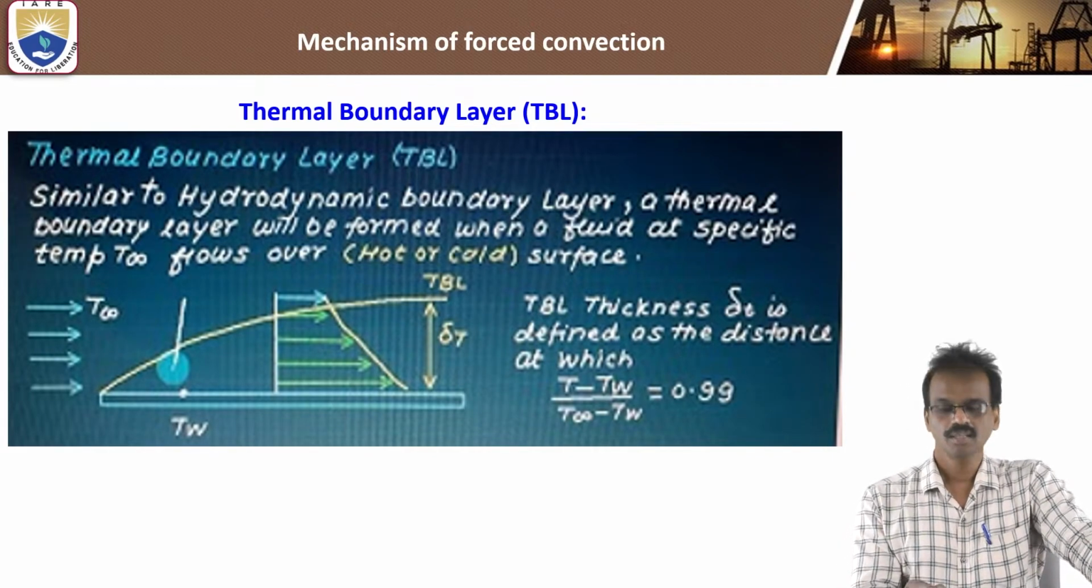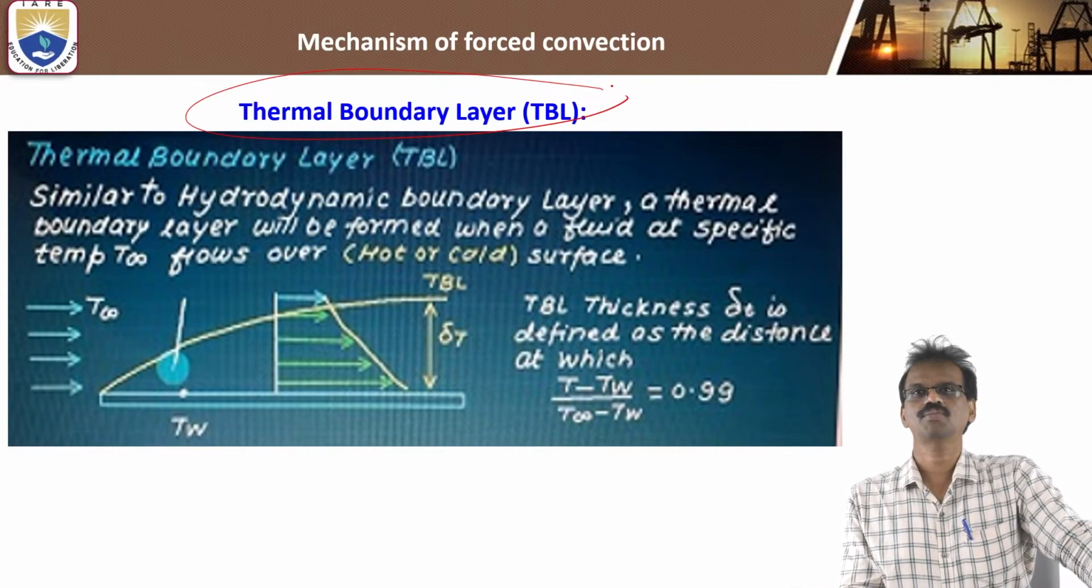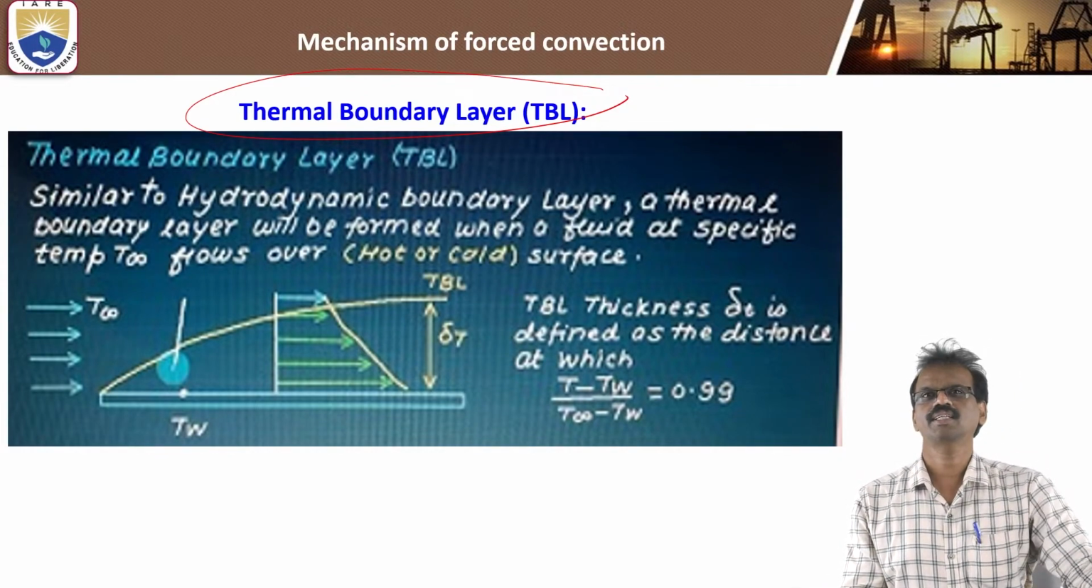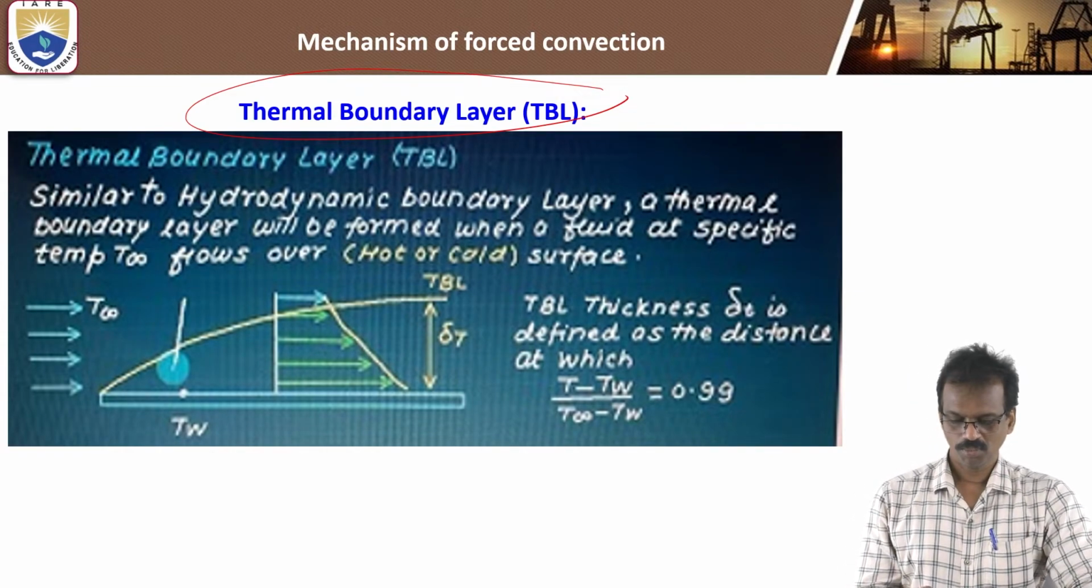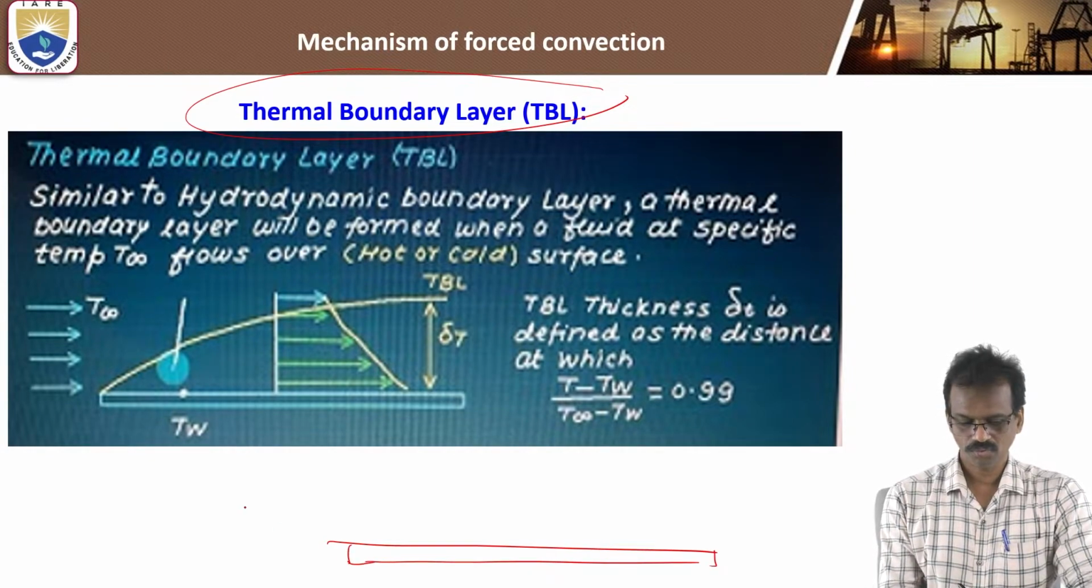Next is the thermal boundary layer. It means two types of layers we can observe: one is the velocity boundary layer, another one is the thermal boundary layer. So here we'll see the thermal boundary layer. It is the solid surface, and the flow is like this. The water or some fluid flows on the solid surface.